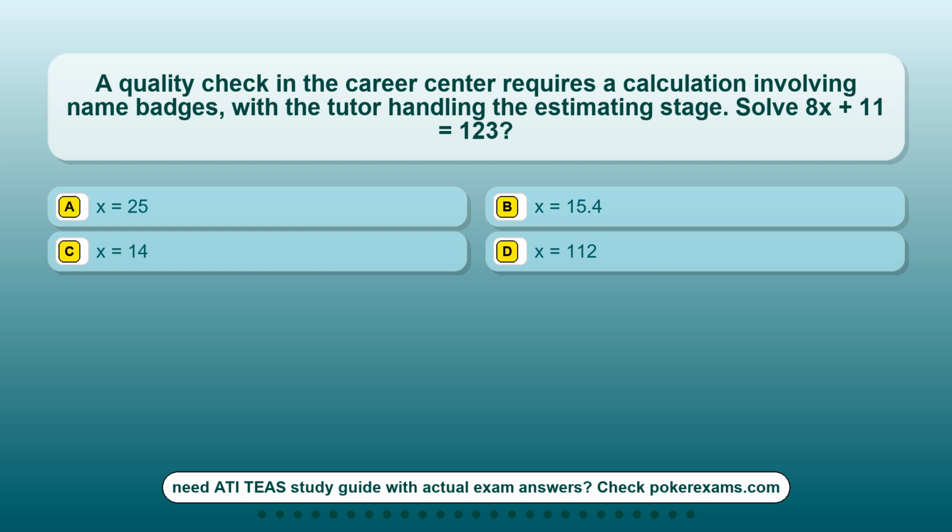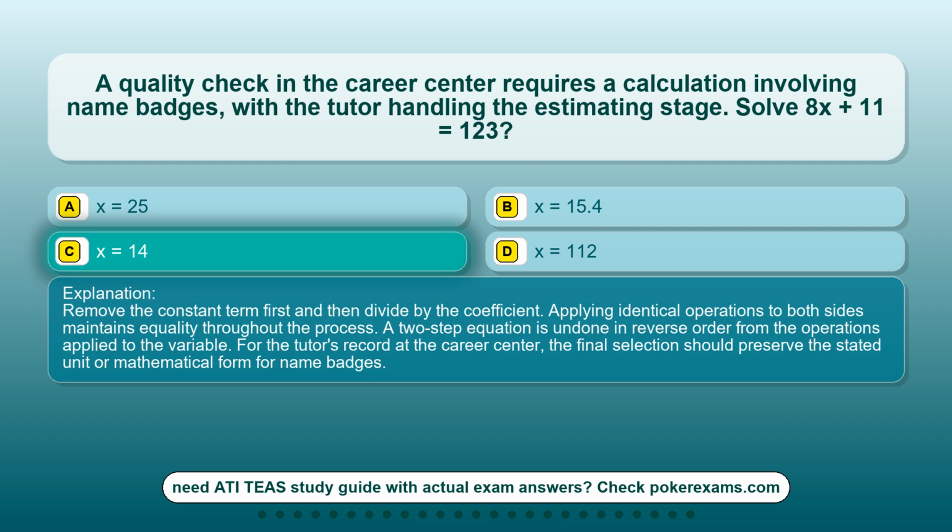Question 18. A quality check in the Career Center requires a calculation involving name badges, with the tutor handling the estimating stage. Solve 8x + 11 = 123. Option A, x = 25. Option B, x = 15.4. Option C, x = 14. Option D, x = 112. The correct answer is option C, x = 14.